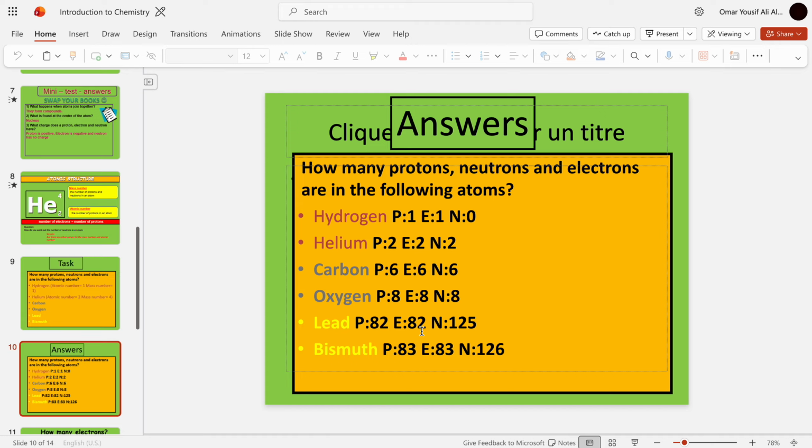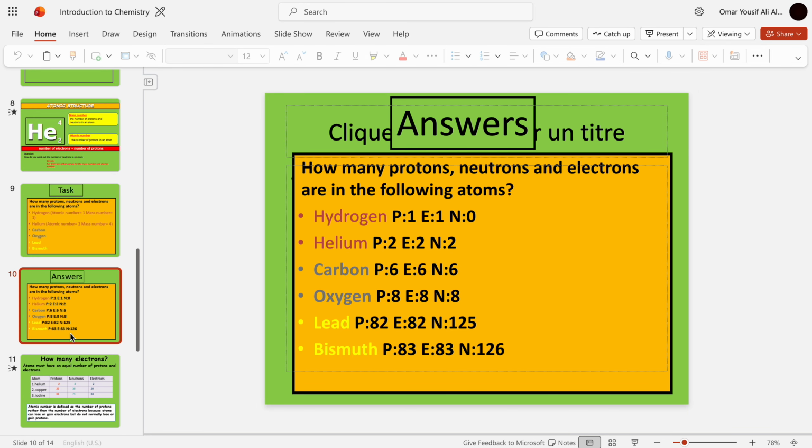Now, bismuth. Bismuth has 83 protons, which means the atomic number of bismuth is 83. So the neutrons is 126. So that means 126 plus 83 equals 209. So the mass number of bismuth is 209.